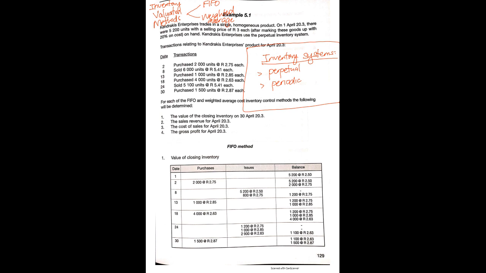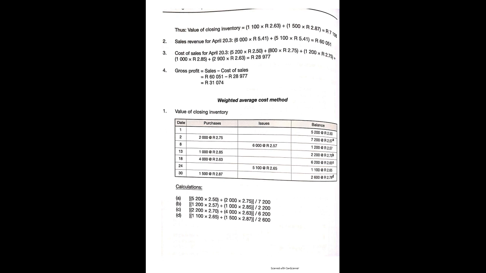So we first are going to look at, for the first part of example 5.1, we'll base it on the assumption that the company follows a perpetual inventory system. You'll see that they specifically say that to you here as well. So it says this company, Kendrakis Enterprises, uses the perpetual inventory system for both the FIFO and the weighted average method.